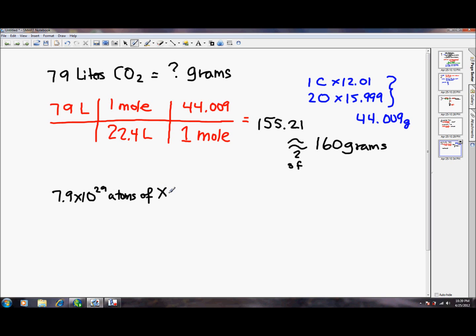Okay, so let's say that we have 7.9 times 10 to the 29 atoms of xenon. Xenon is a gas. I'd like to know how many liters of gas that many atoms of xenon would be. So again, 7.9 times 10 to the 29 is the first piece. Now, I do not see the word mole. That means it's a mixed mole conversion, which means I have to put the word mole in here somewhere. This is atoms.